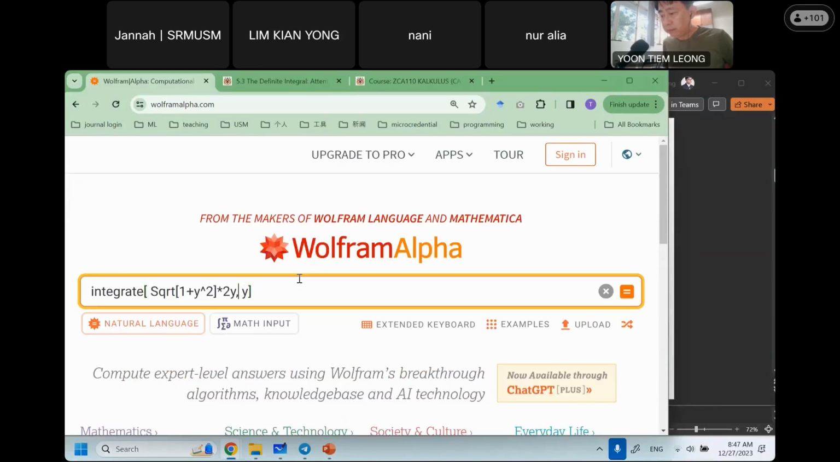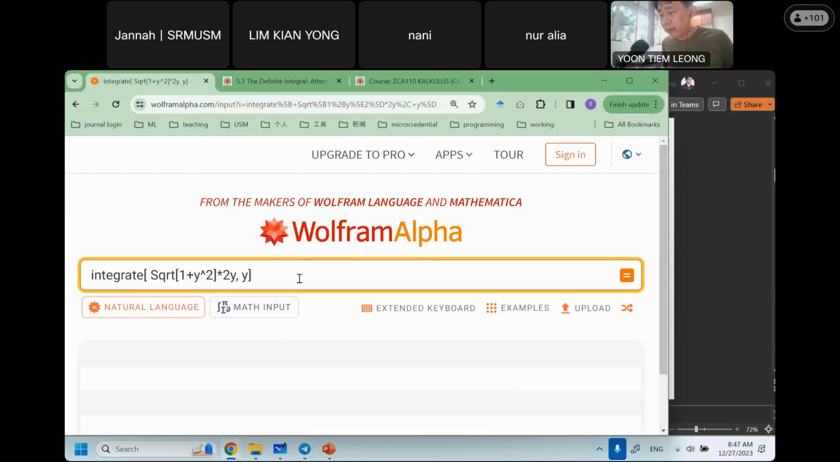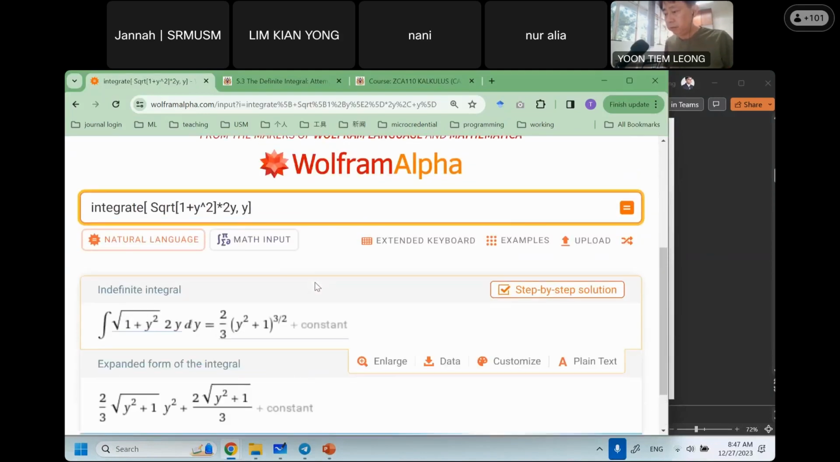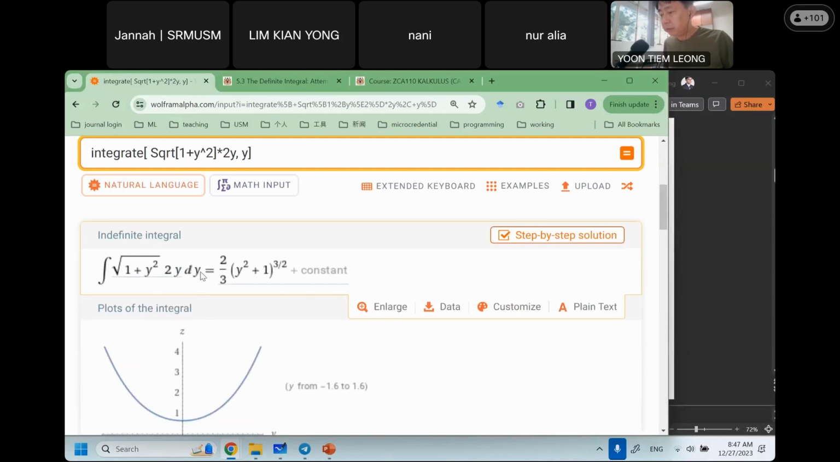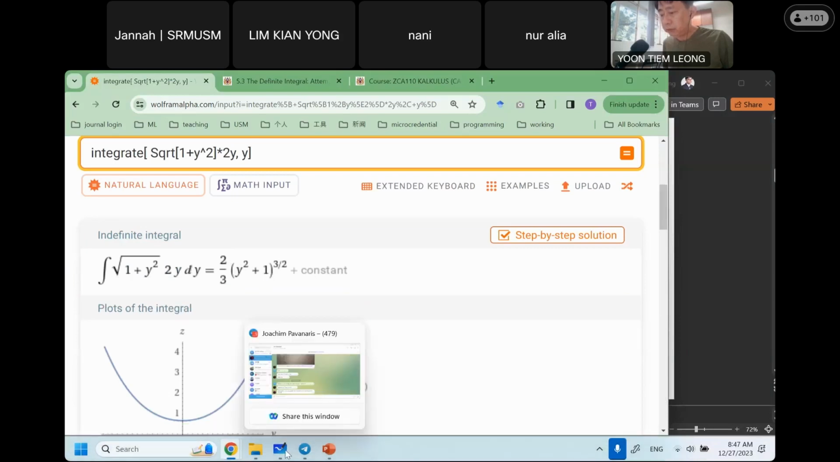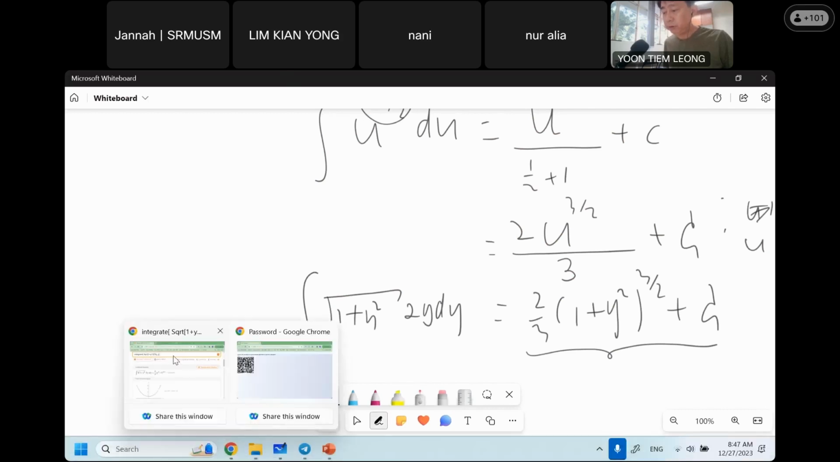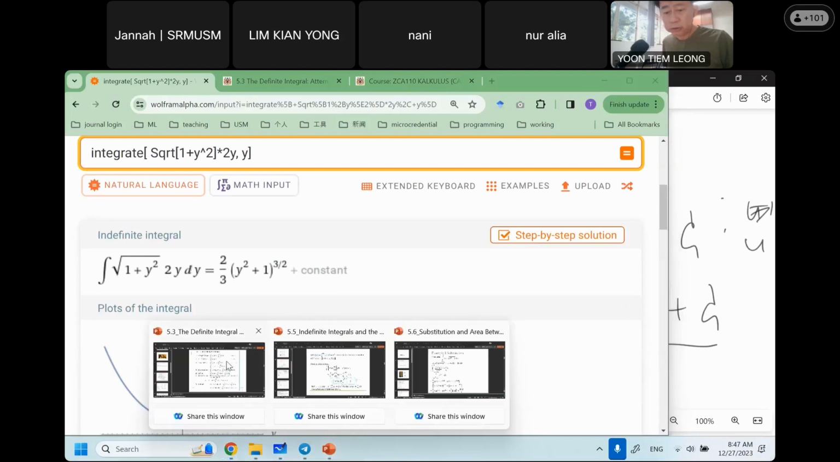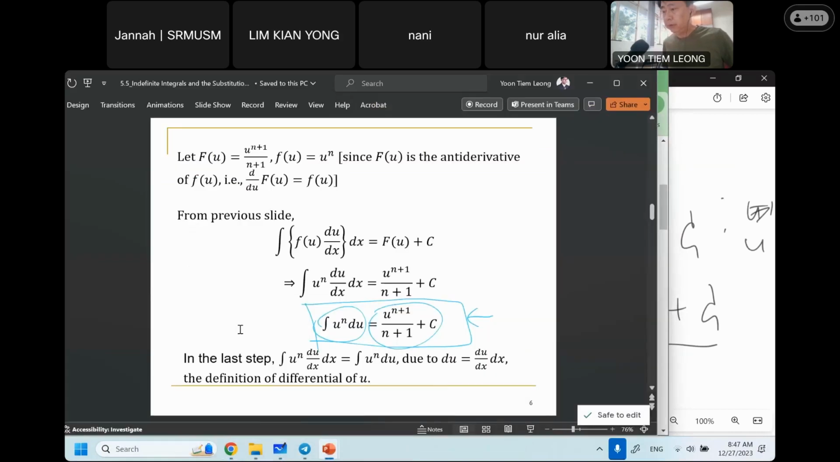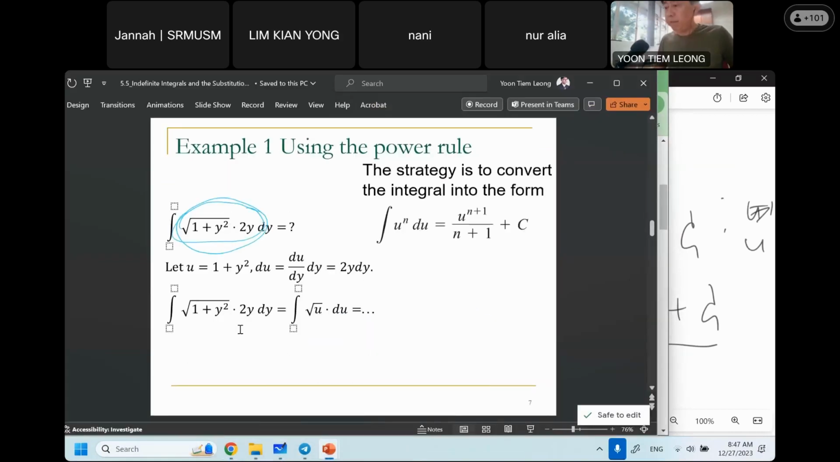This comma y means I'm asking Mathematica to integrate this function with respect to y, and see what I get. So it interprets this correctly as the integration, giving 2 over 3 times y squared plus 1 raised to the power of 3 over 2, which is just equal to the expression I got here. So I'm sure that this integration is correct. So that finishes the demonstration of example number 1 using the power rule.